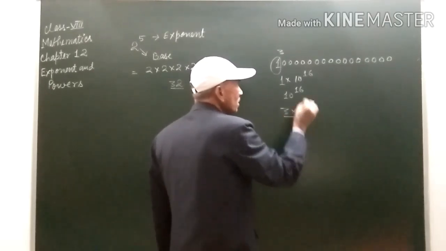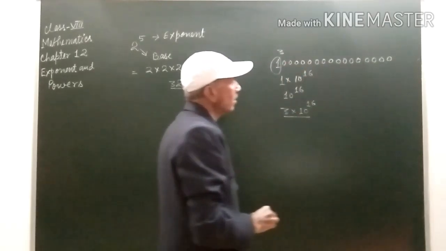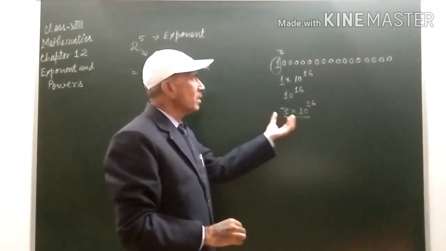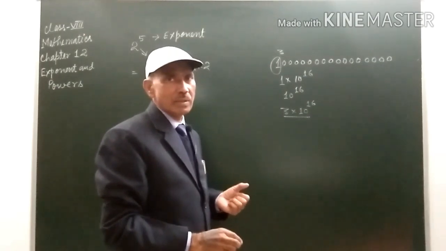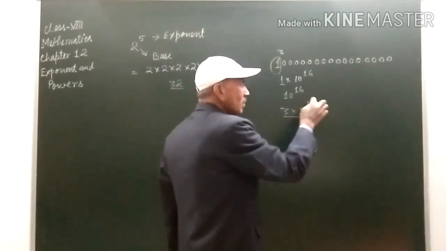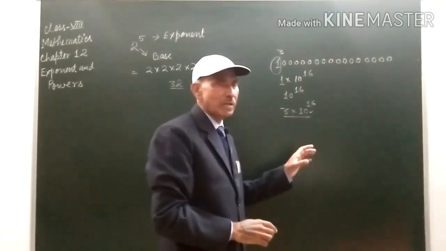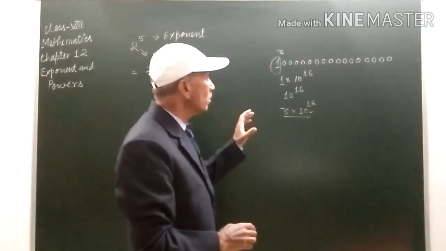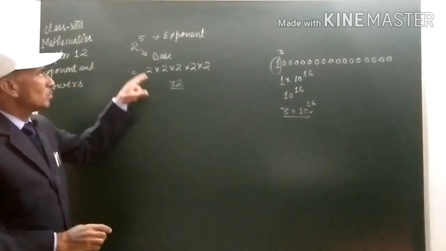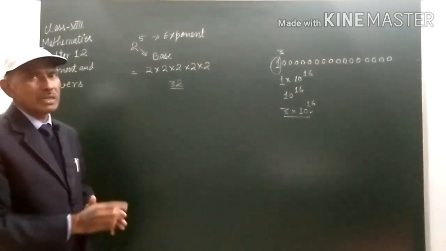Clear, friends? So, this number is a long number, and to write this number in a short form we can use exponents. So, in this 10 is the base and 16 is the exponent. Clear, friends? So, the value of this 2 to the power 5 means 32.